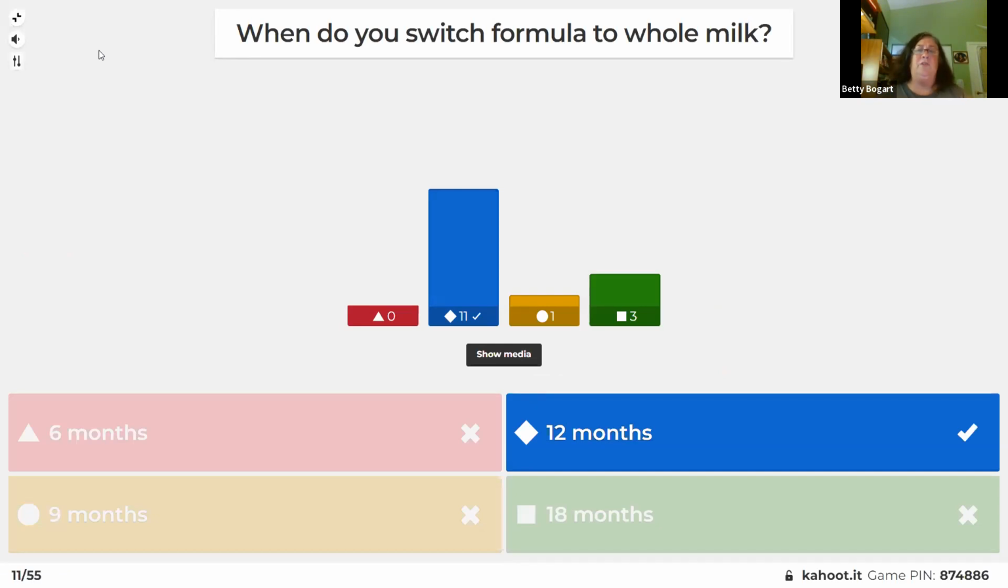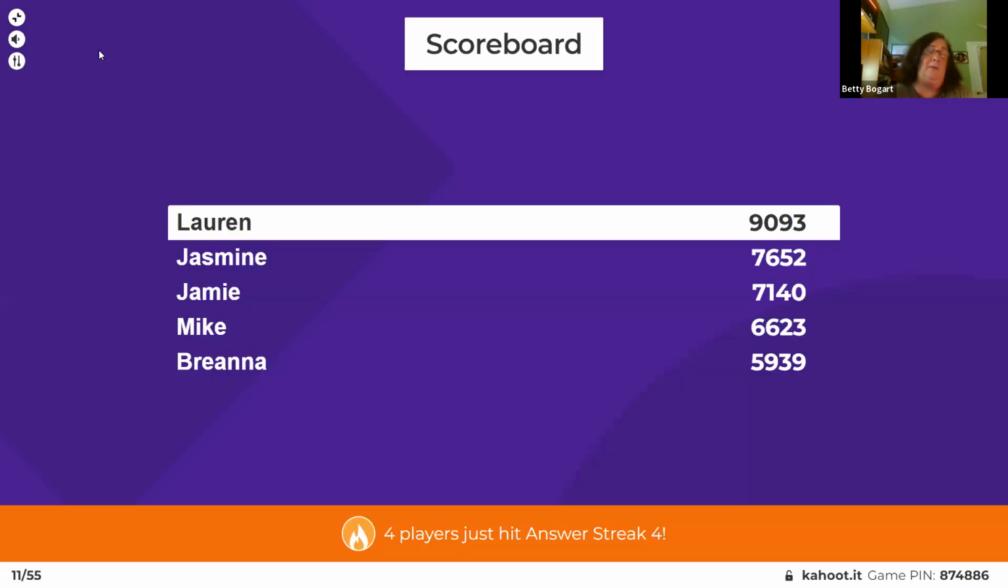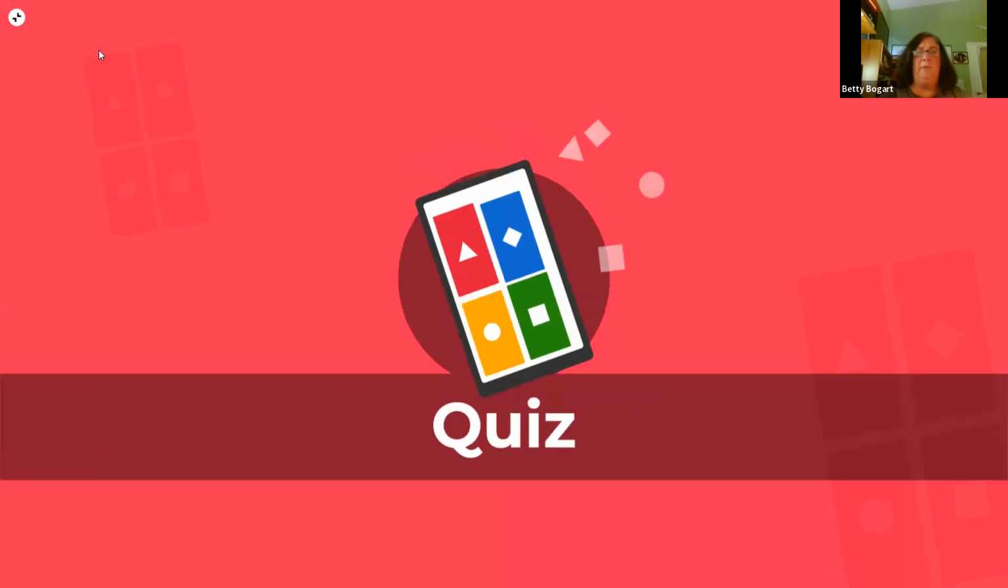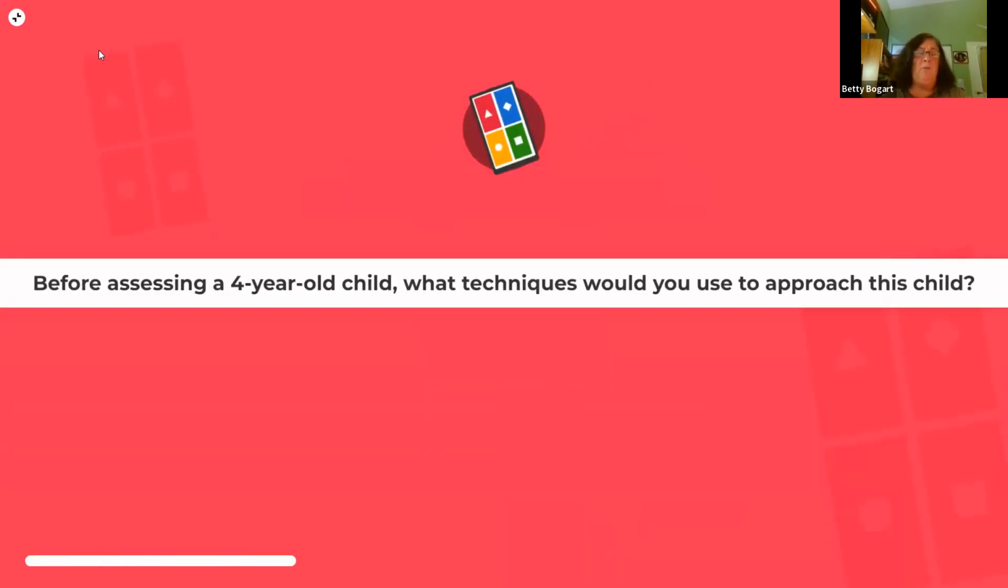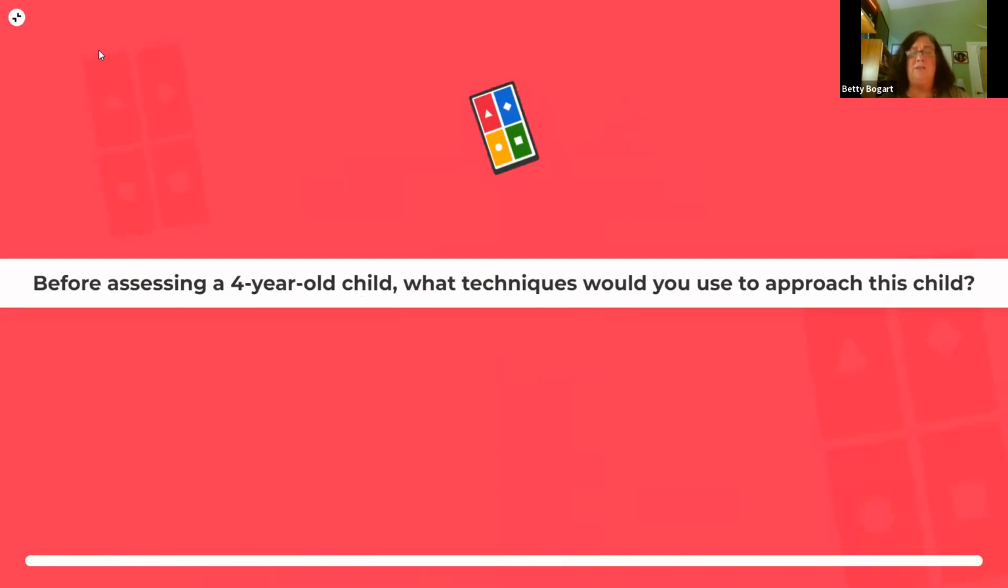Remember, I've told you that they want to have breast milk for at least the first year. It's because at 1 year, they tell you to switch over to whole milk. Many people who are breastfeeding go on for a year or more, but you can switch to whole milk at that 1 year. Before assessing a 4-year-old child, what techniques would you use to approach this child?